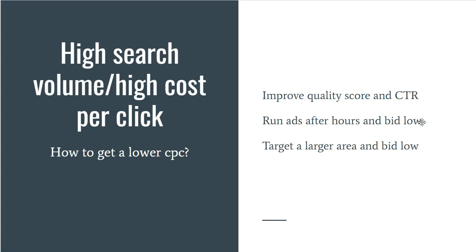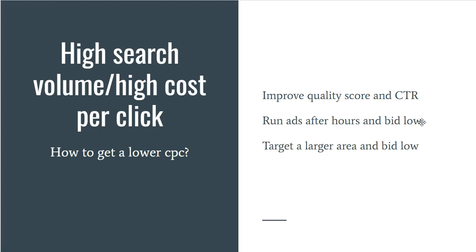And why can you do that? Because the search volume is high, so there are enough searches being performed, so you can afford to bid low so that a maximum number of people see your ad. And obviously, since your ad is not going to be placed at the top because you're bidding low, your ad is going to be, let's say for example, in third position, so it will get a lower click-through rate.